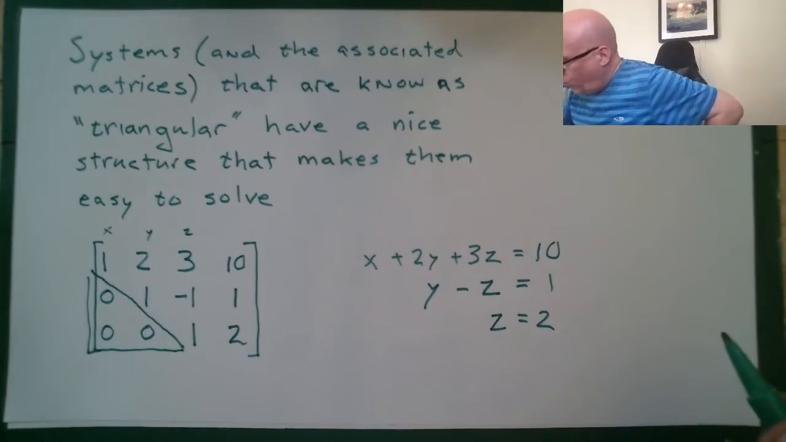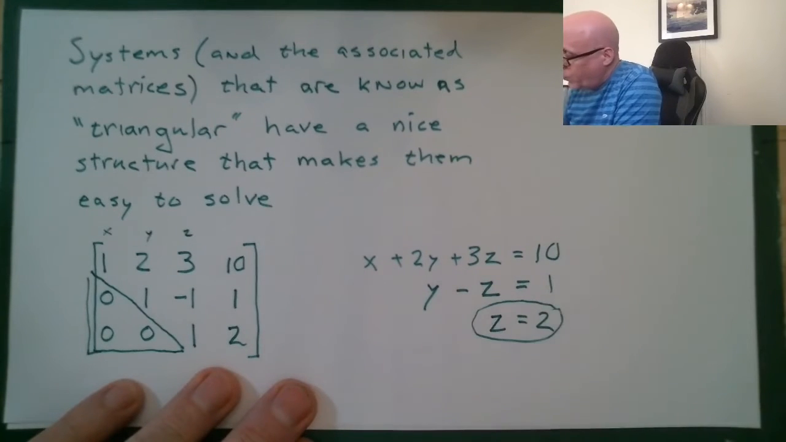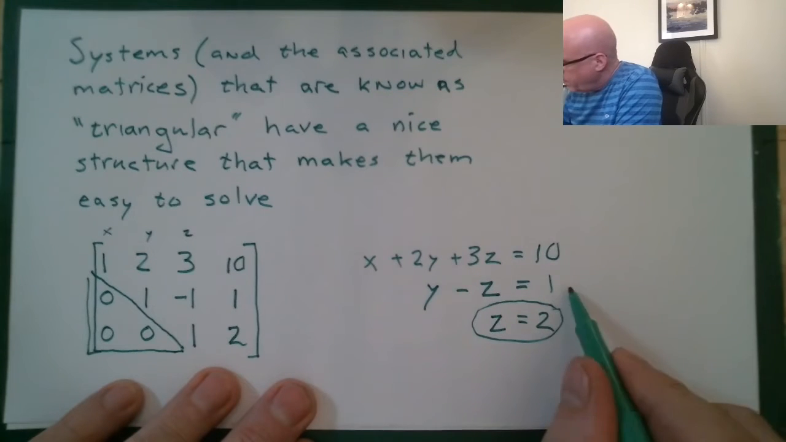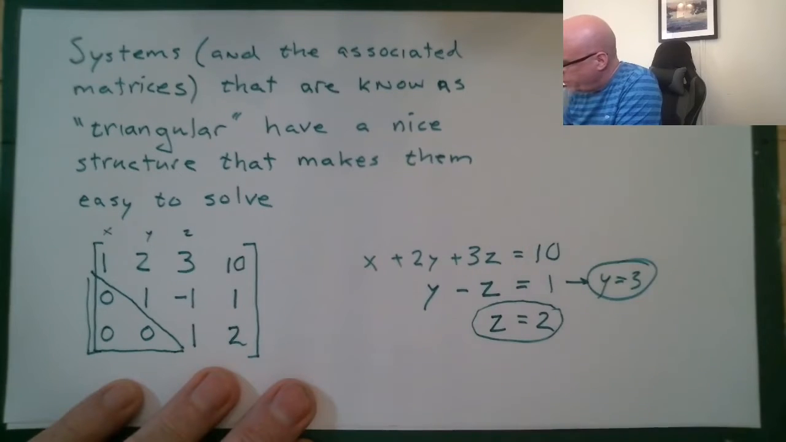So look how quick this is to solve. You already have that z is 2, and you know that y minus z is 1, so what's y? This is what we're doing, it's called back substitution. Z is 2, y minus z is 1. That leads us to y is 3. Right? 3 minus 2, sure, that's 1.